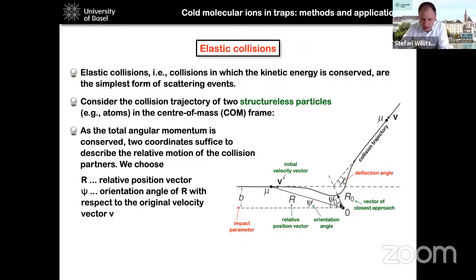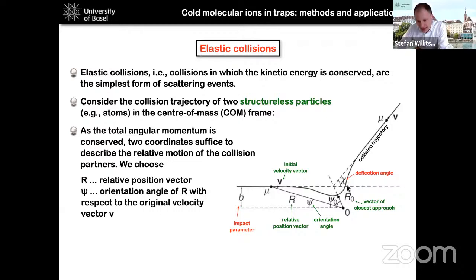And for the sake of these cartoons, you can picture it as, you have one collision partner here in the center and the other one approaches on this trajectory, right? Just for the sake of visualizing it. But remember, again, this is in the center of mass frame. And then we have an initial velocity vector that describes the approach of those two. So we then have an orientation angle, psi, which is the angle between the relative position vector and the initial velocity vector. And you see here the collision trajectory, right?